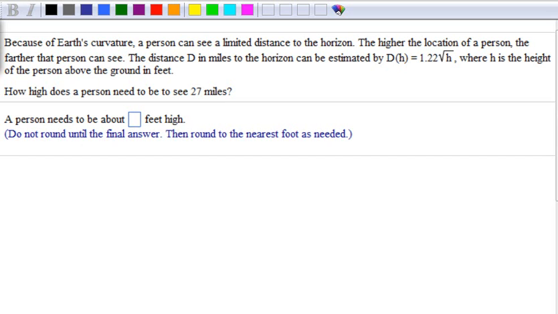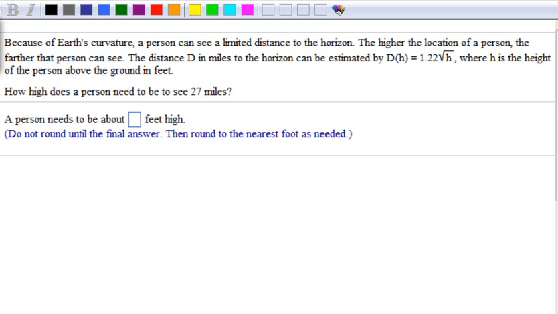This is an application of a radical equation. So let's start off by just reading the problem. Because of the Earth's curvature, a person can see a limited distance to the horizon. The higher the location of a person, the farther that person can see. The distance d in miles to the horizon can be estimated by the following formula.